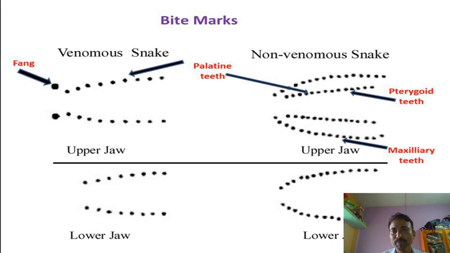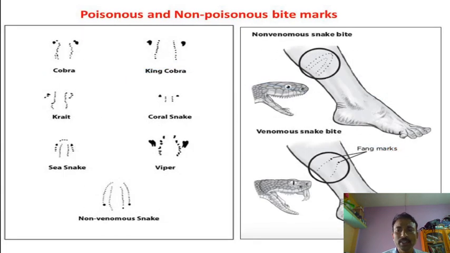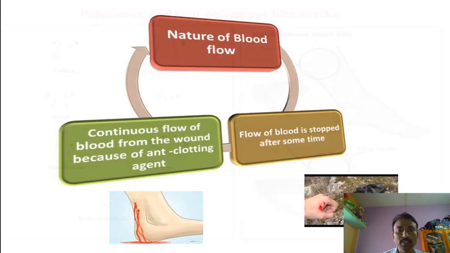These are the two lines of teeth. The outer, anterior one we call the palatine, and the posterior one the pterygoid. So these are the teeth. These are the different types of bite marks of poisonous and non-poisonous snakes.